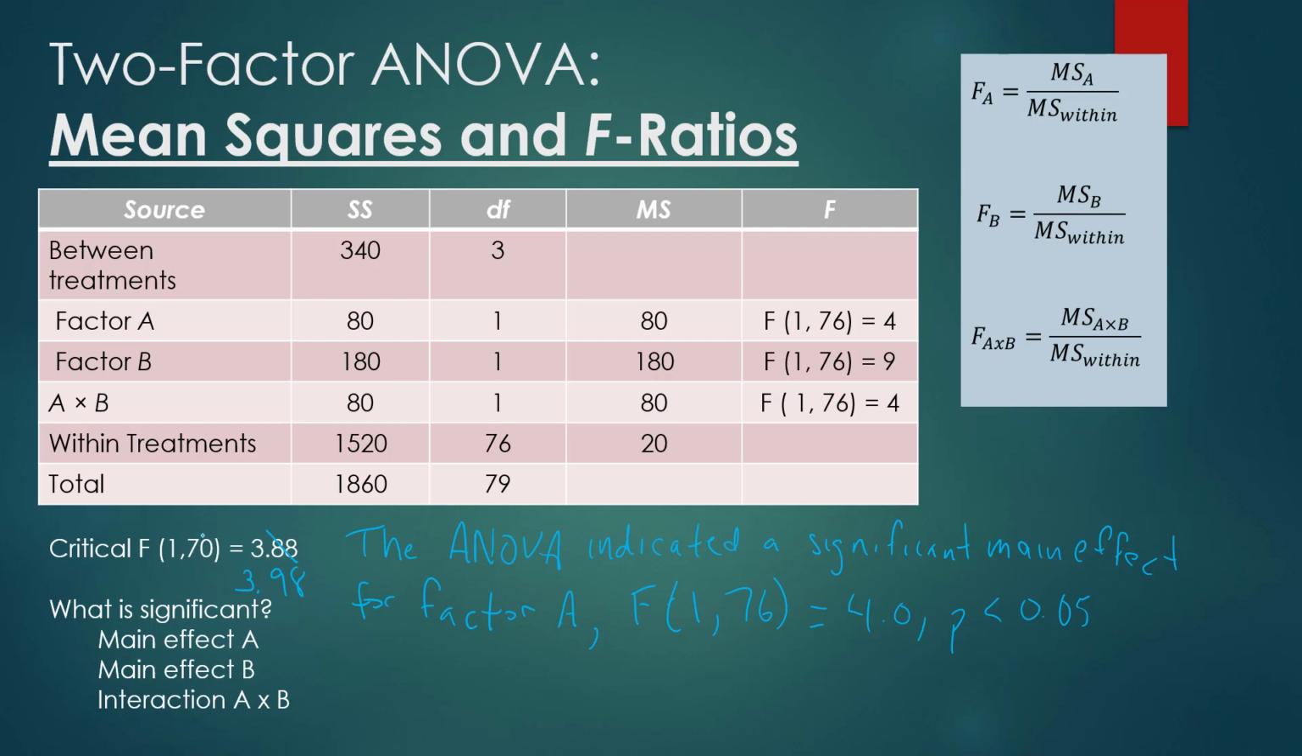And then the same would go for the other ones. The ANOVA indicated a significant main effect for factor B, same degrees of freedom, but here you would put 9, and it's p less than 0.05. And same thing for the interaction, except you would say a significant interaction.